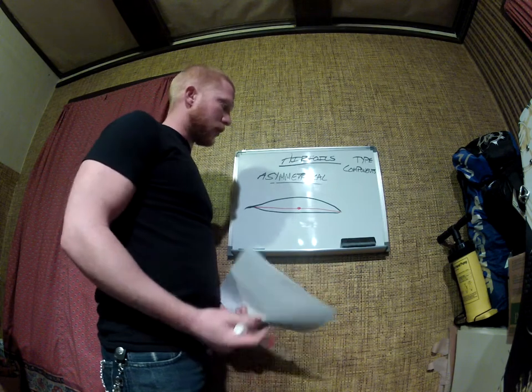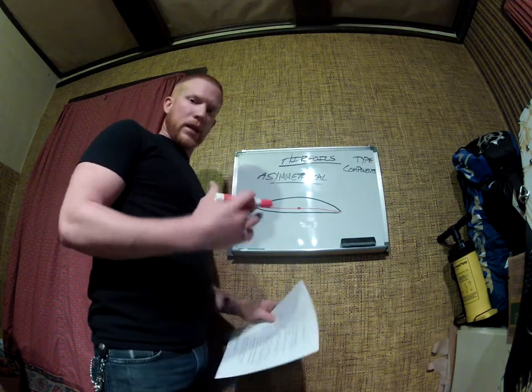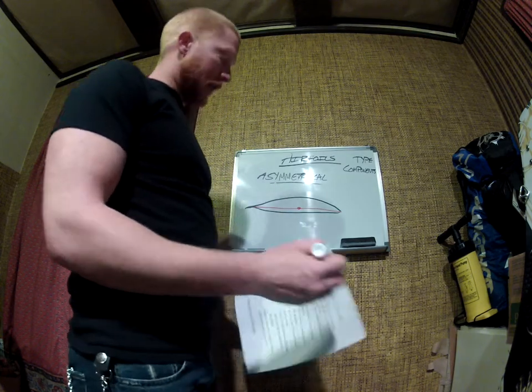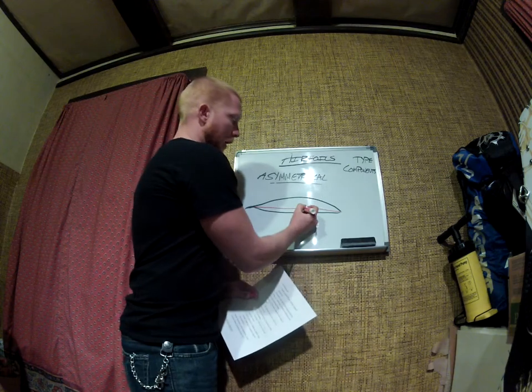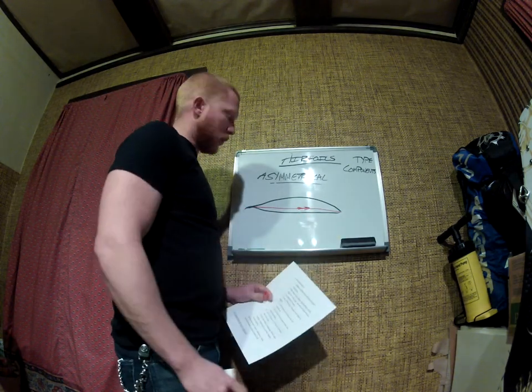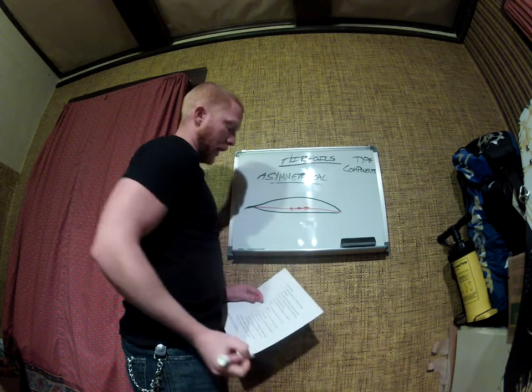When the center of pressure moves, it corresponds with changes in angle of attack. When the angle of attack increases, the center of pressure is going to move up, or forward, on the chord line, and vice versa. As the angle of attack is decreased, it's going to move backwards.